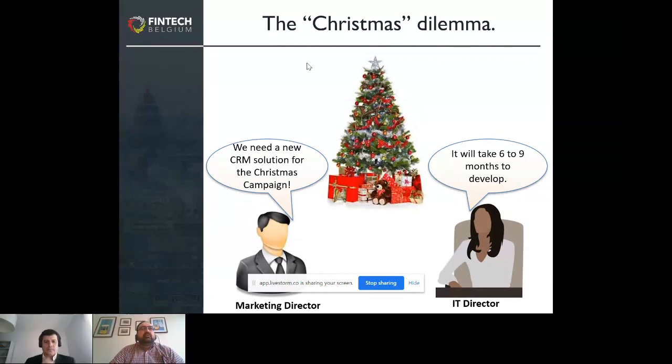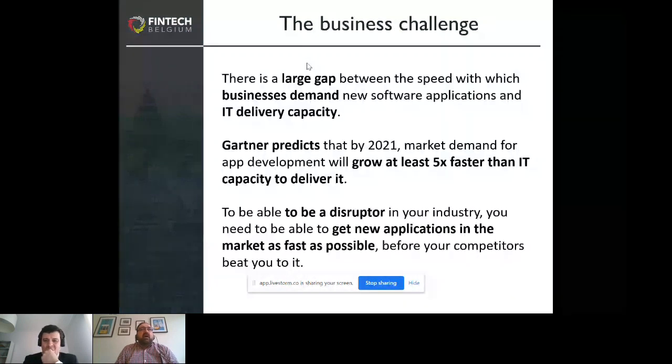So our IT director has a problem. It's not that she doesn't want to do what the marketing director wants. It's that a large business challenge exists these days. There is a big gap between what business wants to implement in terms of IT solutions and what IT actually has the capability to deliver and develop. Gartner predicts that in 2021, one year from now, business demand will be 5 times faster than what IT can actually deliver. So it means that 4 out of 5 of your requests to IT will not be developed or implemented. And this is a little bit what we want to change.